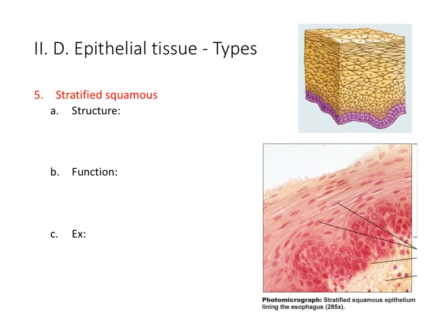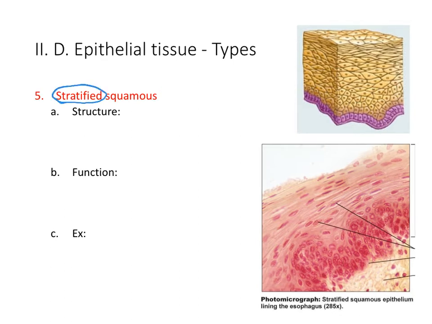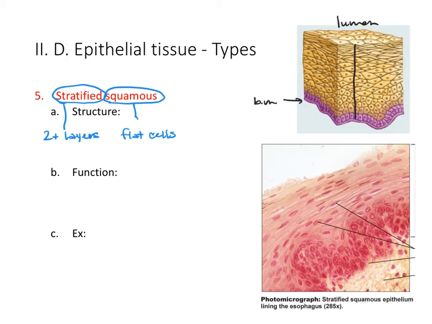Our next type of tissue is called stratified squamous. So here now we have a different word. Stratified means that we're going to have 2 or more layers. Squamous, again, tells us that these guys are going to be flat cells. So let's look at the cartoon. Here is the basement membrane. Here is the lumen. So definitely between the lumen and the basement membrane, we have lots of cell layers. So that part makes sense.